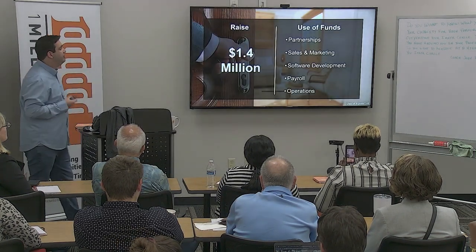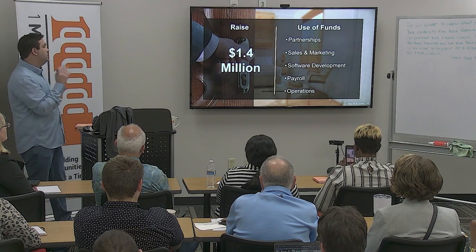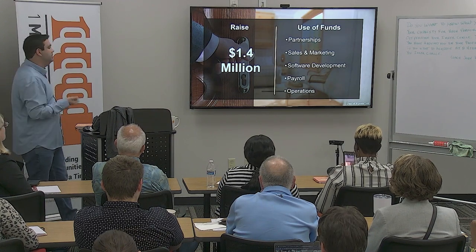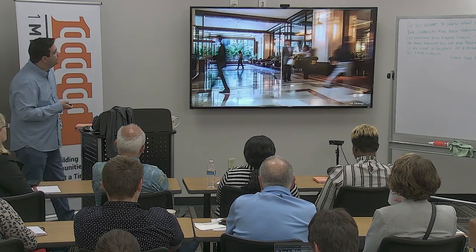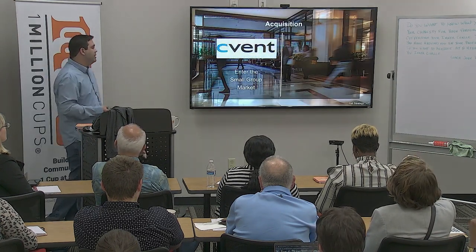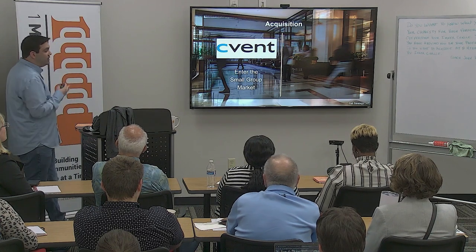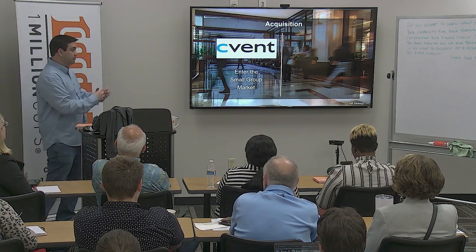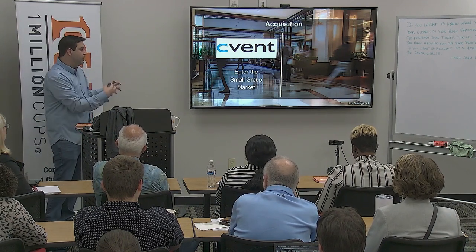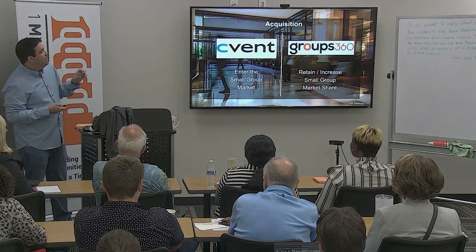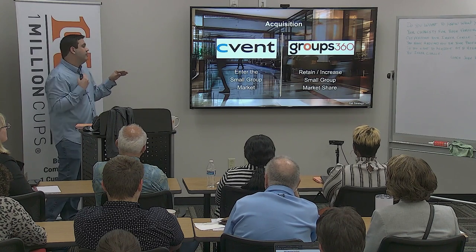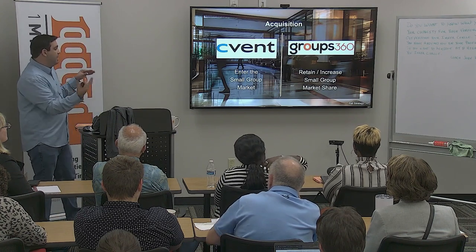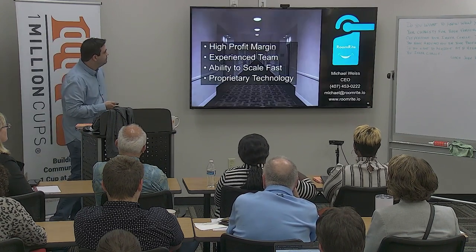We're looking to raise $1.4 million, with the bulk of the funds going to help us fund partnerships, sales and marketing efforts, some additional software integrations, payroll and operations. Our exit strategy is ultimately to be acquired either by Cvent, who has a premium product for large groups and doesn't really capture the smaller group market. And then Group 360, which does have a foothold in the small market, but if we're siphoning off market share from them, they might want to buy their book of business back from us.